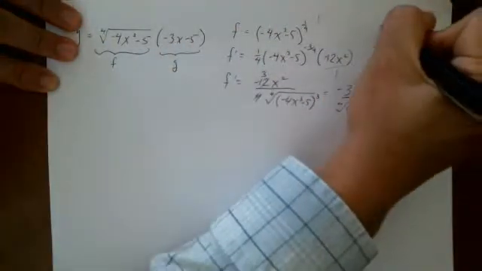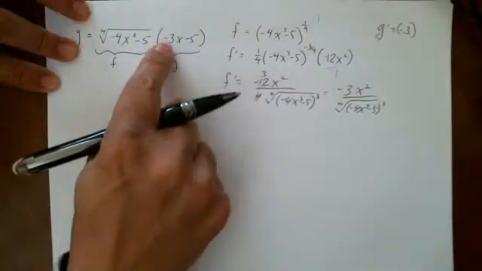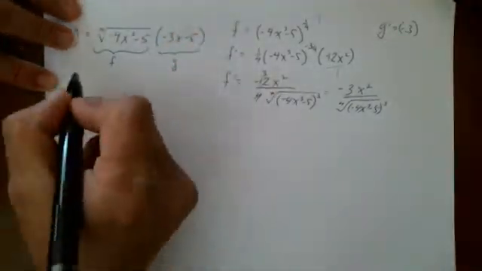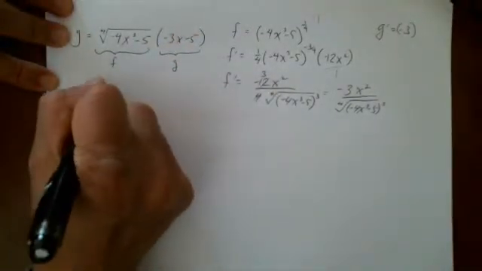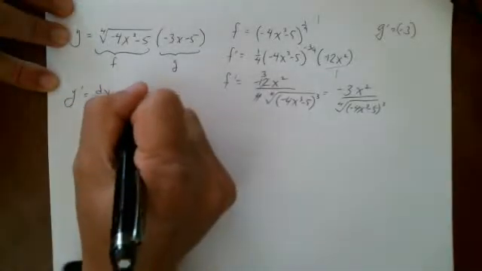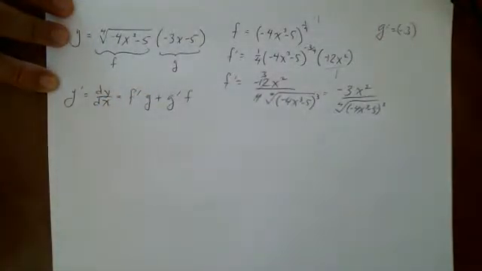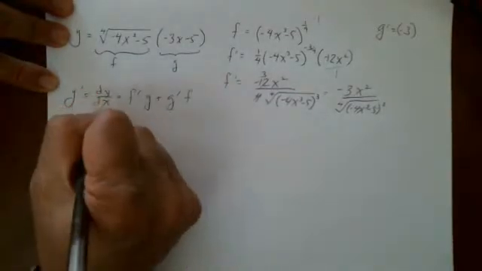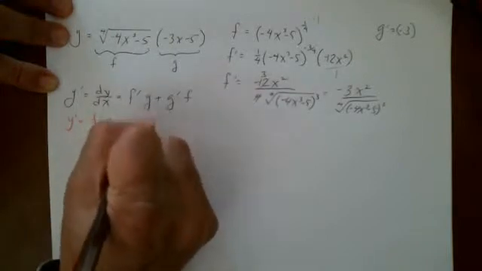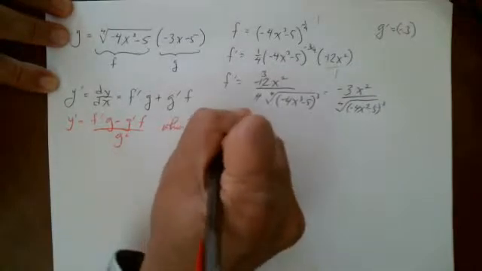g prime is equal to just negative 3. The derivative of negative 3x is negative 3. The derivative of the constant is 0. You should know that by now, right? So y prime, which is equal to dy over dx, is equal to f prime times g plus g prime times f. If we're using the quotient rule, y prime would equal f prime times g minus g prime times f, all over g squared, where y is equal to f over g.